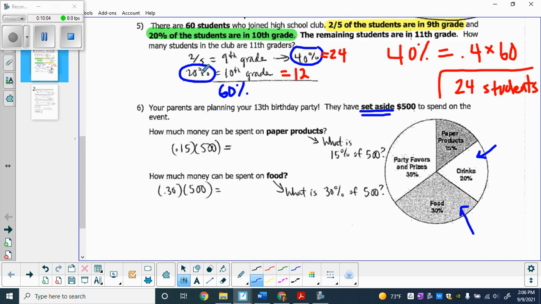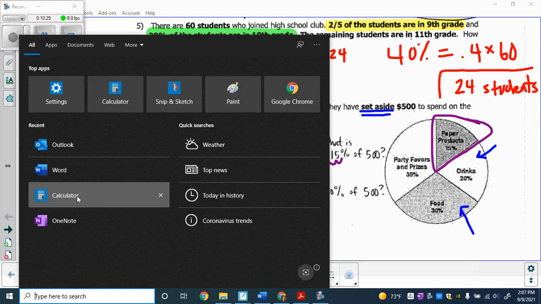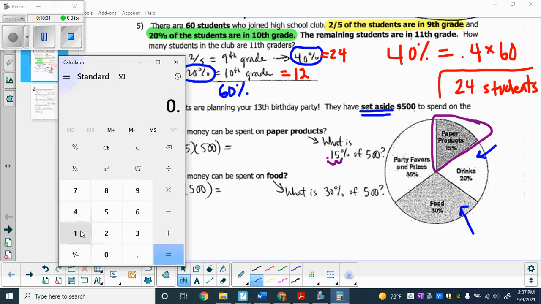So for the first question over here, how much money can be spent on paper products? Well, paper products is right here, and it's 15%. So we want to know what is 15% of our entire budget of the 500. That's the real question here. What's 15% of 500? So 15% as a decimal is 0.15. So all you need to do is 0.15 times 500. All right, so that's going to be $75.